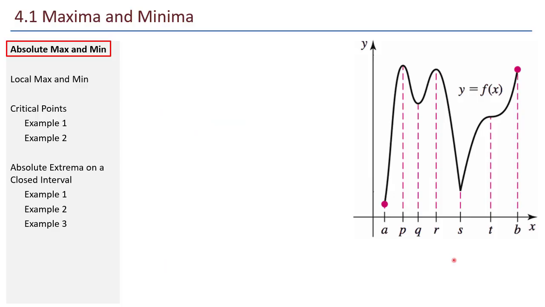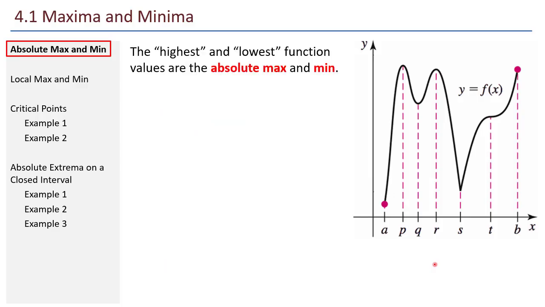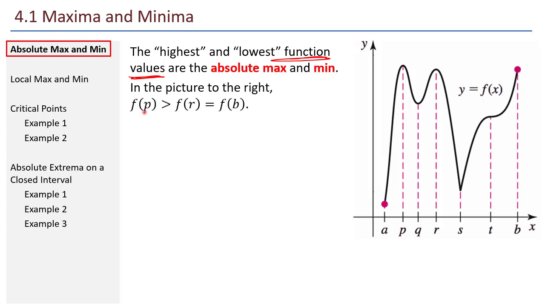All right, let's begin. The highest and lowest function values are the absolute max and min. When I say function values, I really mean vertical components. In the picture to the right, f of p is greater than f of r. So what does that mean? I look at my p, I go up, and so this height, that's my f of p. That's just a little bit higher than f of r.